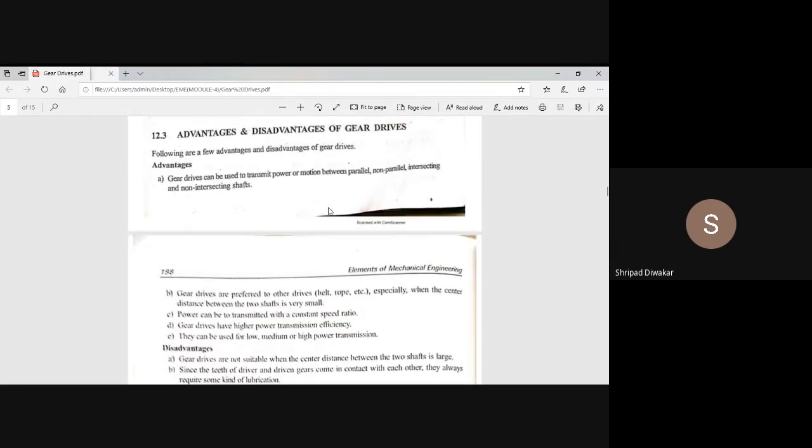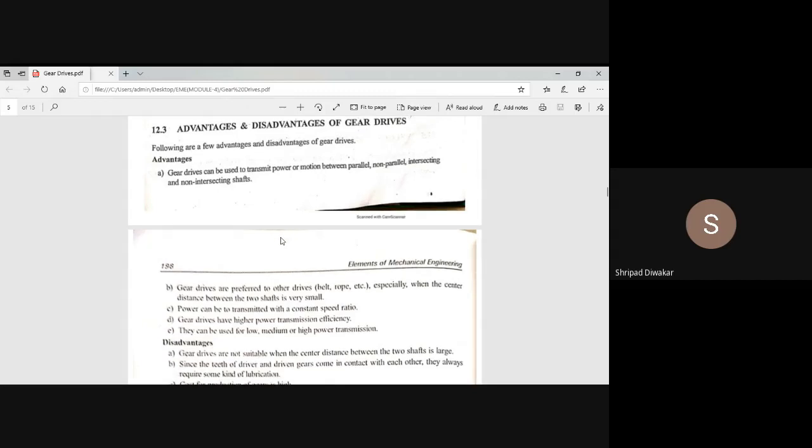And now the advantages and disadvantages of gear drives. Gear drives are mainly used to transmit the power between parallel, non-parallel, intersecting and non-intersecting shafts. On the other hand, belt drives are only used to transmit the power between parallel shafts.